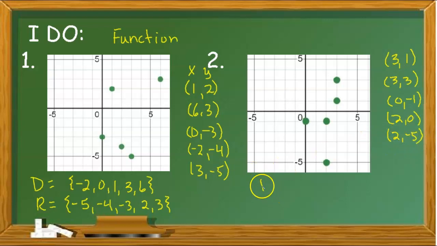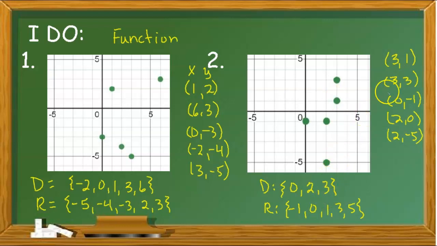Okay, so when I go to list my domain, it is my x values again in smallest to largest. So in this case, 0. The other thing we talked about is we don't repeat a number. So 0, 2 and 3. The range is your y values, again, smallest to largest and don't repeat. So we have -5, -1, 0, 1, and 3. Those would be your domain and range. So remember on your domain and range, again, smallest to largest and do not repeat.